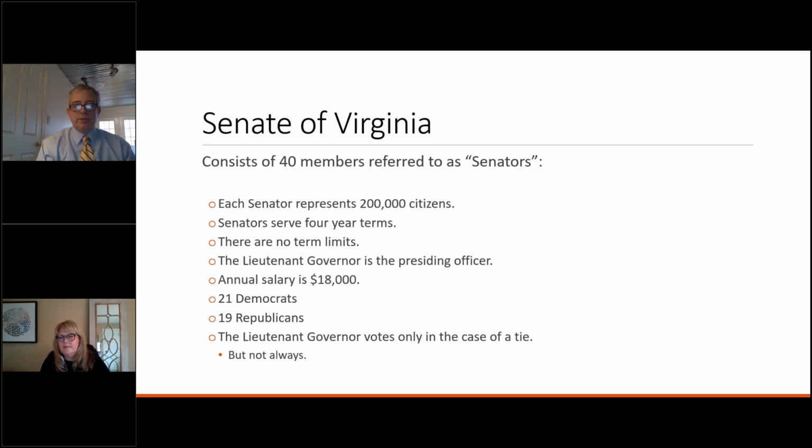Democrats also control the Senate of Virginia, 21 Democrats, 19 Republicans. Democrats controlled the Senate prior to the November 7th elections, but they actually lost 1 seat.